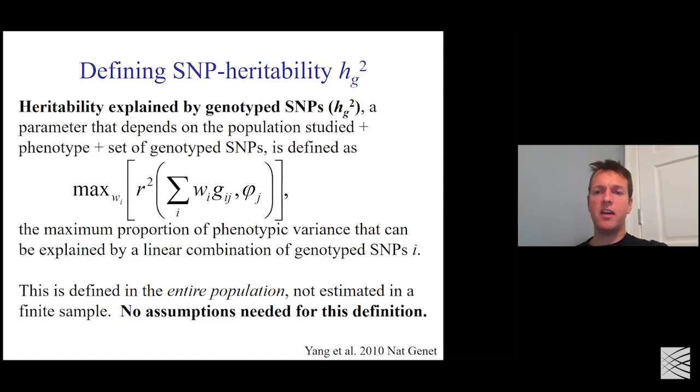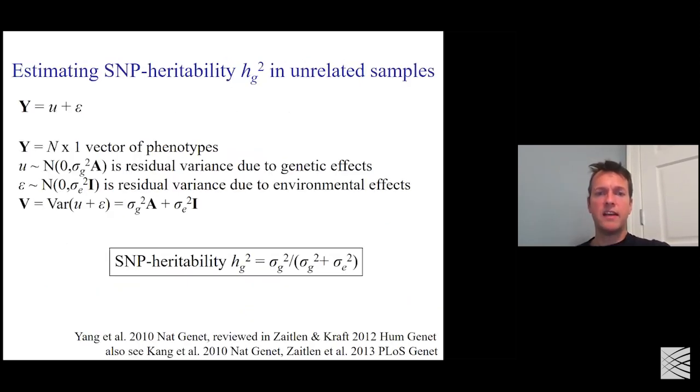And then after you've defined it in the entire population, you could obtain an estimate of that quantity, an estimate with noise, in a finite sample. This is what was done in this landmark paper, Yang et al. 2010, Nature Genetics. It's the same math that I showed on an earlier slide for IBD, just with the IBD matrix K replaced with the IBS or GRM matrix, called capital A. We're now thinking about this intuitively in terms of unrelated individuals and SNP heritability.